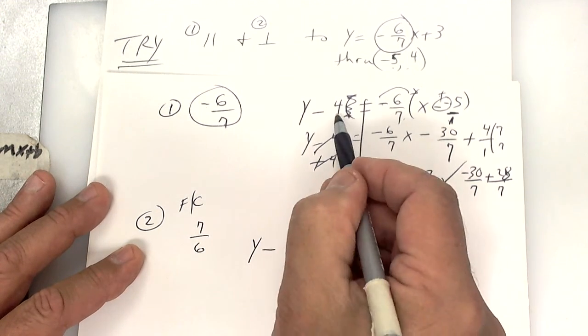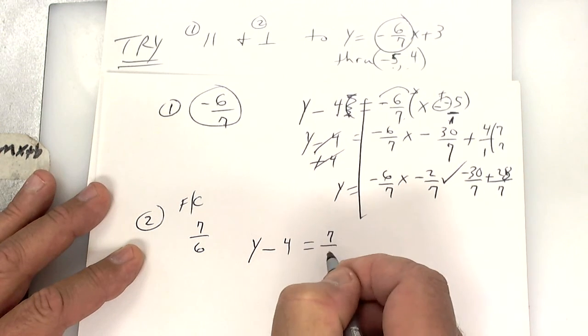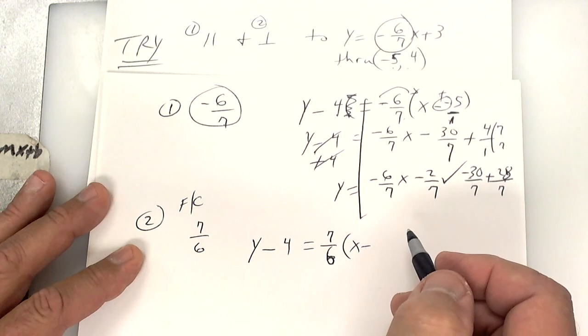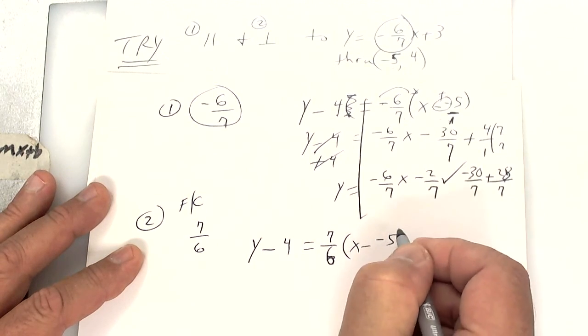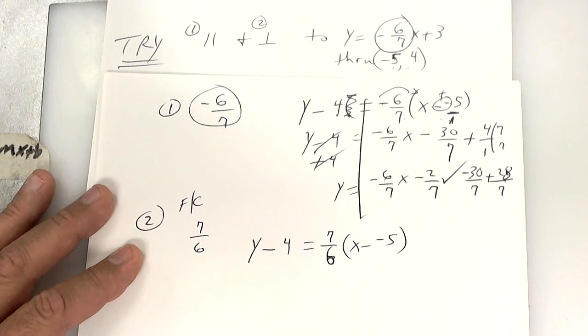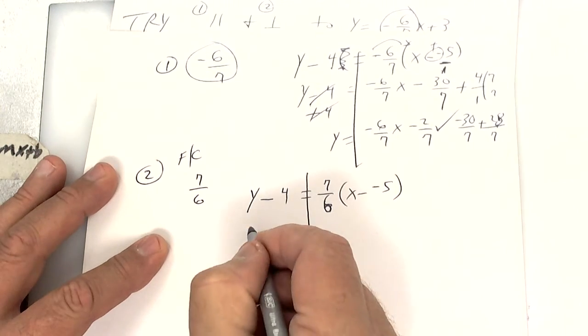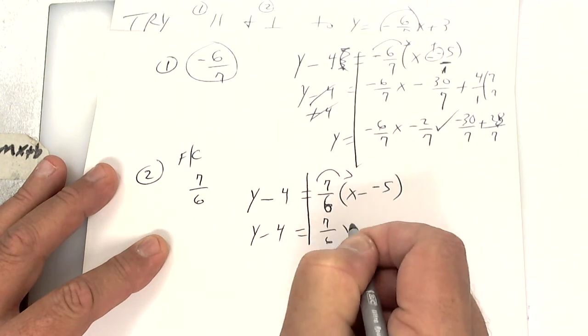y minus my y. That stays the same. The only thing that changes is the slope. And then x minus my x. In this case, it was a negative 5. It's the same thing as that. Okay, so again, that's point slope, and you're done. The only thing you have to do now is solve this. So you're going to get y minus 4 is equal to 7 over 6x.